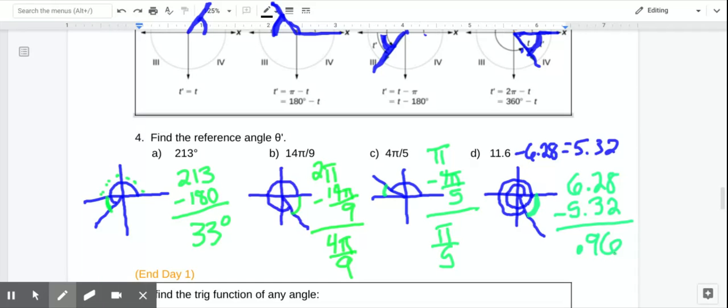So that is it for lesson 6.3a. If you are not sure about these reference angle ones, because like I said, we are going to be using it a lot and it's pretty important, just go to YouTube and Google reference angle videos, and you may be able to find some other ones to give you some more examples to check out.